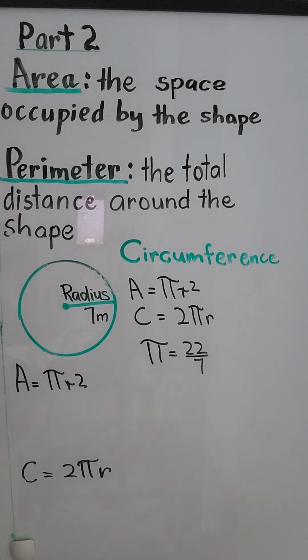Hi everyone, in today's video we will continue with part 2 of area and perimeter. Area, the space occupied by the shape, and perimeter, the total distance around the shape.